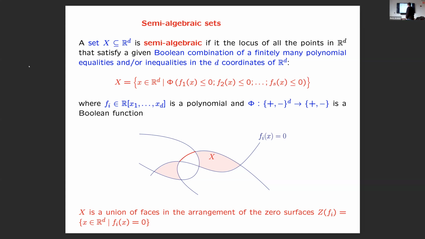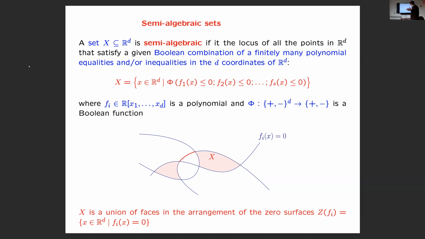Something like that. So let's begin with the basics. A semi-algebraic set is a set in the Euclidean D-space which is a locus of points which satisfy a certain Boolean combination of polynomial equalities and inequalities. We could assume that all of them are weak inequalities, with no loss of generality.